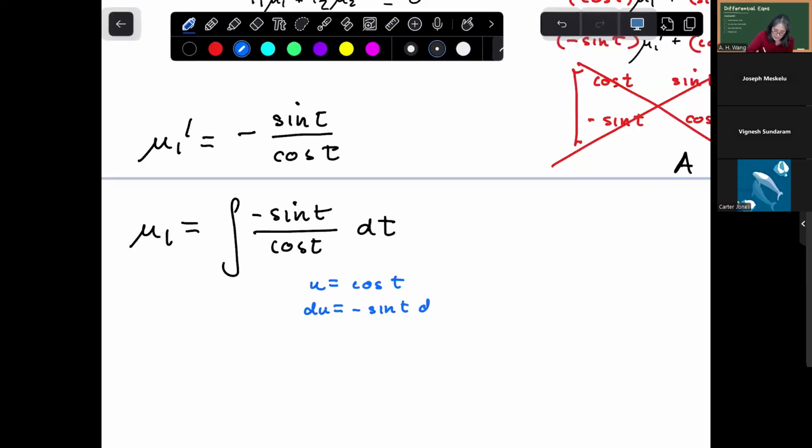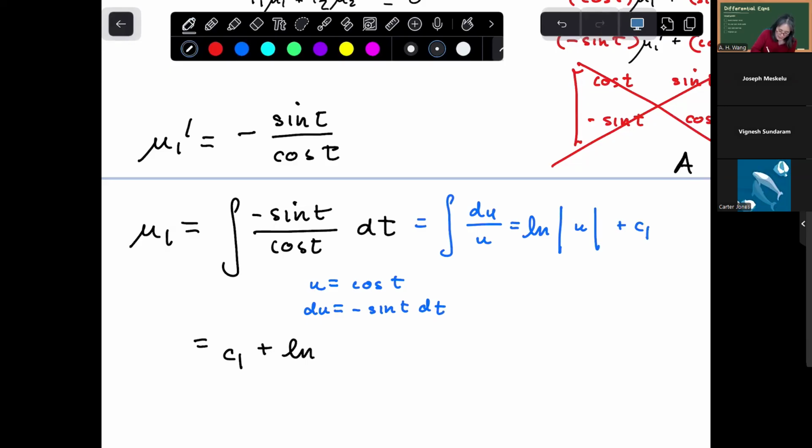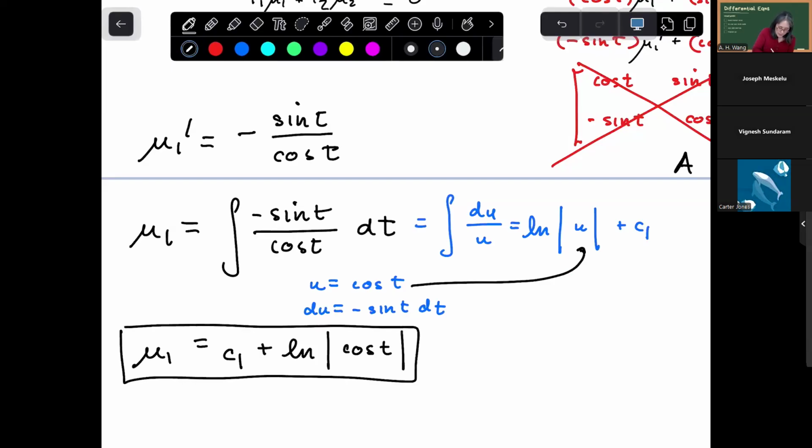Negative sine t dt, right? So then what you end up having is du over u. So you know that's ln u, and this is your C1. So you're going to rewrite it. You write your C1 first, and you go ln absolute value, and now put this in. And now you write it in the original. Okay, so that's your mu1. So mu1 is this. I'm going to go ahead and box it. We'll need it in a moment.